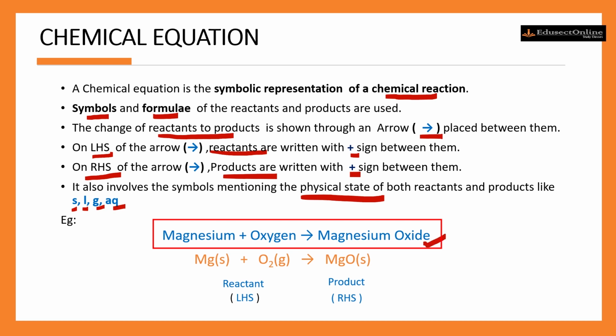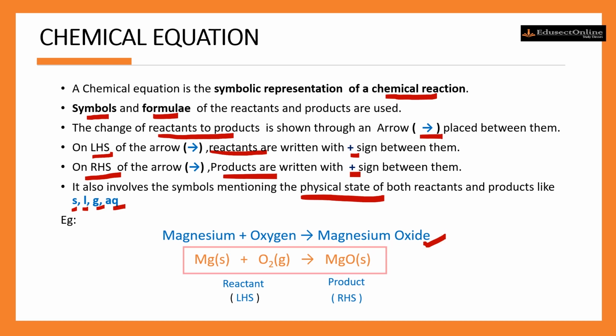This chemical reaction can be represented like this, that is, in the form of a chemical equation. Here the formula of each substance is used, like Mg, O2 and MgO. The physical state is also represented in brackets, like solid, gas, and again MgO is a solid. The direction of reactant to product is represented by the arrow. So this is a complete chemical equation. The left hand side of the arrow represents the reactants and the right hand side of the arrow represents the products.